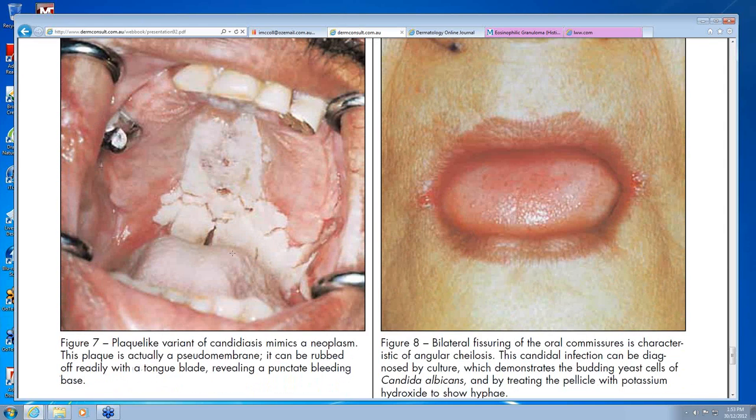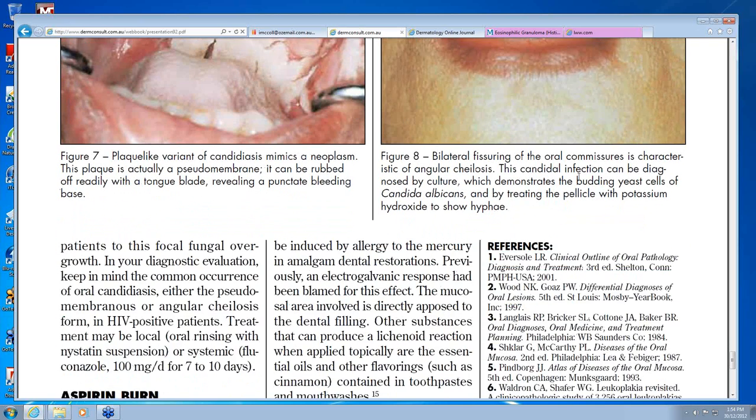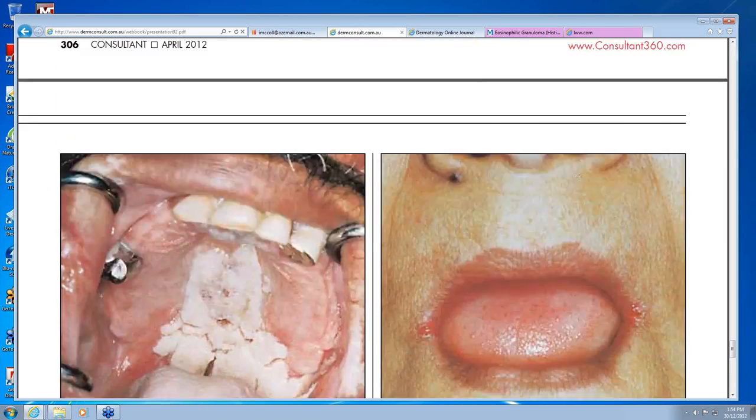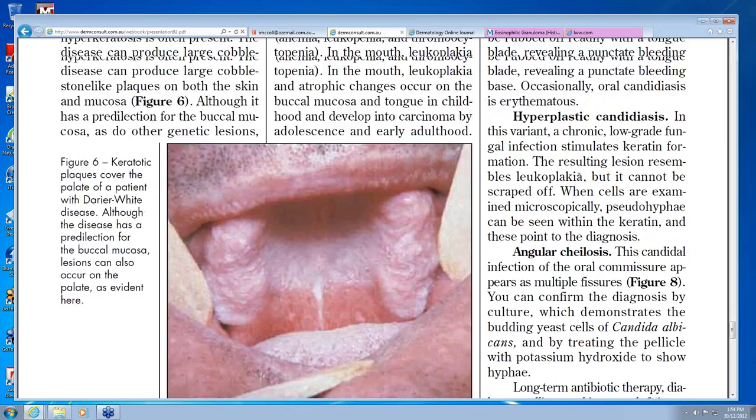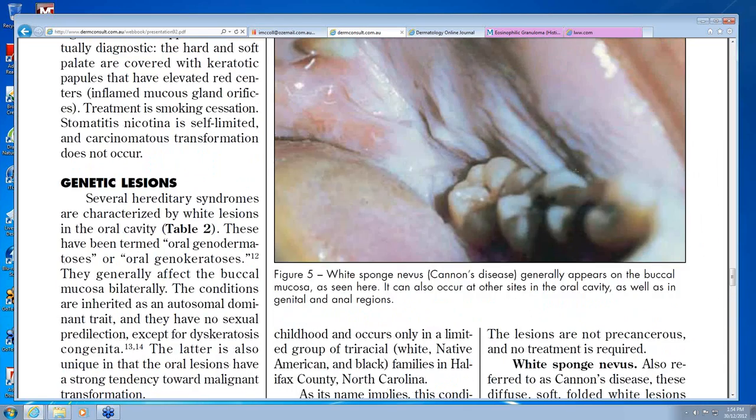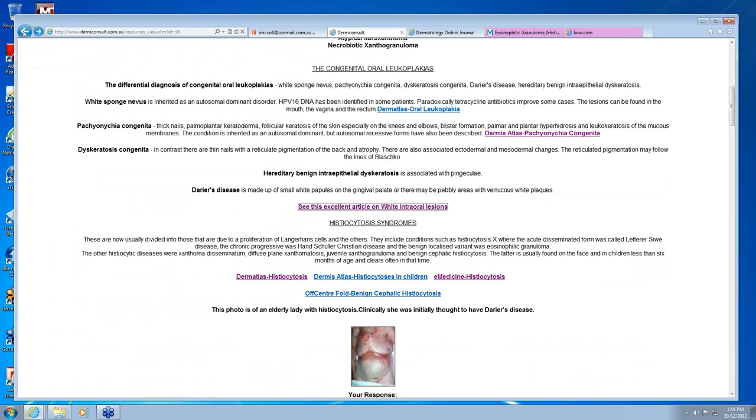That's just candidiasis. I mean, you might see that on a congenital basis. It's a really thick candidiasis, so look how thick that is over the soft and hard palate. I thought we had some better pictures than that for some of the others, but the white sponge nevus was the thing I wanted. At least they had a picture of that. Bear with me.